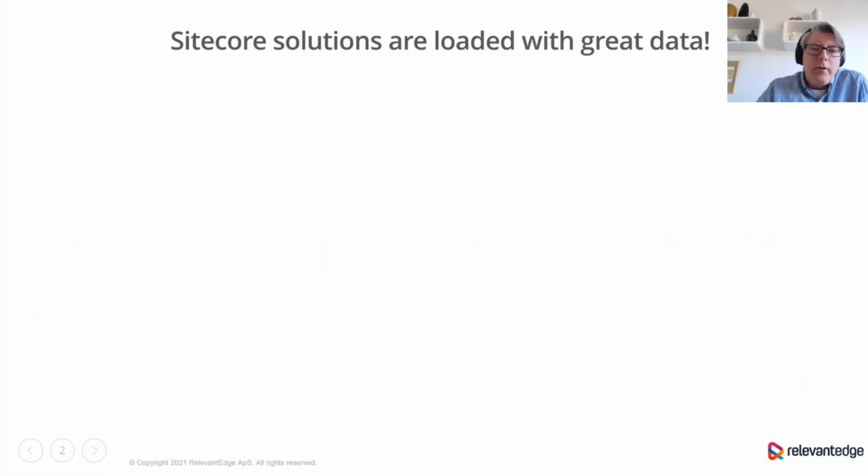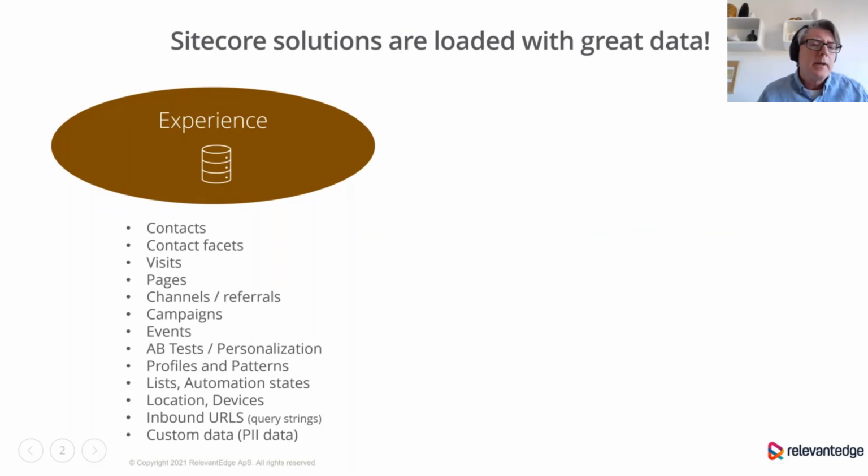So there is experience data in XDB, as you're familiar with. The XDB is a contact-centric data model. There are a variety of types of data collected in XDB: contacts, visits, pages, channels, A/B tests, personalization, profiles, patterns, and things you might not realize are collected, like inbound URLs with complete query strings. And of course, there are a lot of solutions that need to work with server-side data, so there are likely custom data in the form of custom contact facets and even custom outcome data.